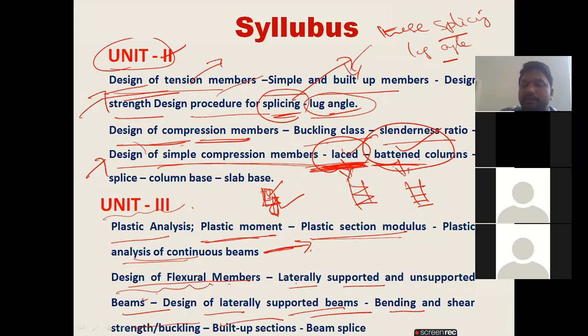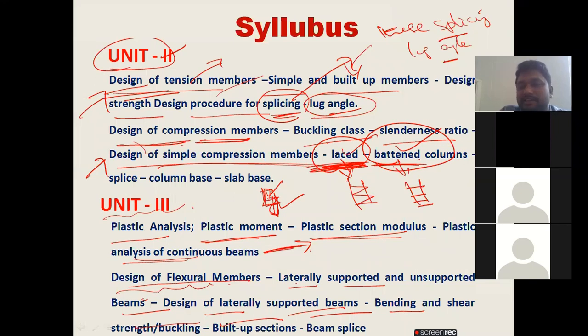Directly, we will design the flexural member. Those are laterally supported and unsupported beams. We call it laterally supported and unsupported. Anyway, I will explain how it will vary. Okay, and we have to design the laterally supported beams for bending as well as shear strength. Shear strength is nothing but buckling. In that, built-up sections are also there, and beam splices are also available.